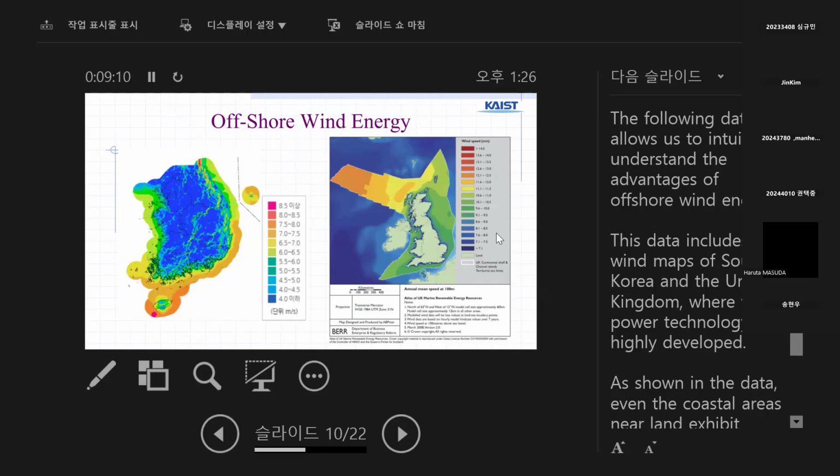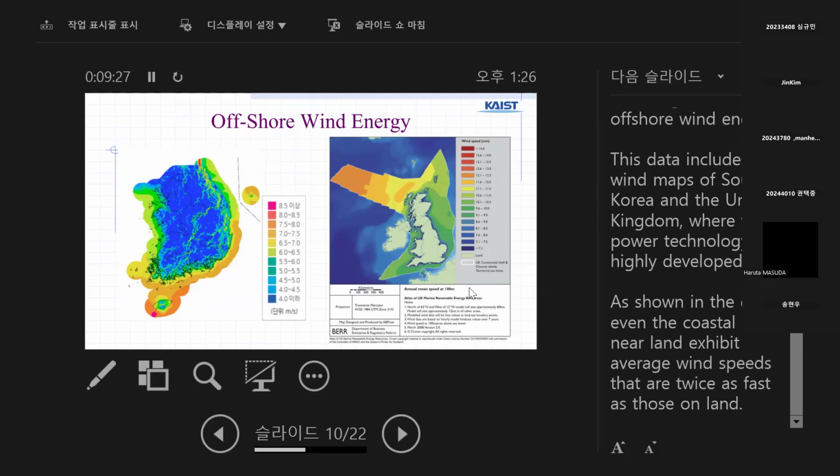The following graph allows us to understand the advantage of offshore wind energy. This data includes the wind maps of South Korea on the left and the United Kingdom on the right, where wind power technology is highly developed, as I mentioned before. As shown in the data, even near the coast, the average wind speed is twice as fast as on land. The blue is almost 4 meters per second, and the orange and red is 8 meters per second.